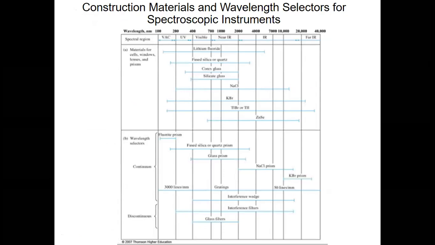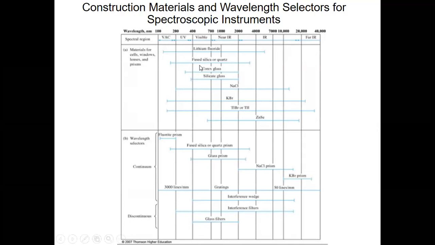All right, and before we go to sources, this one shows construction materials and wavelength selectors for spectroscopic instruments. Okay, so here the first part is for materials for cells, windows, lenses, and prisms. For different regions, UV, visible, near IR, far IR, we can use different materials to make cells, windows, lenses, and all these things.